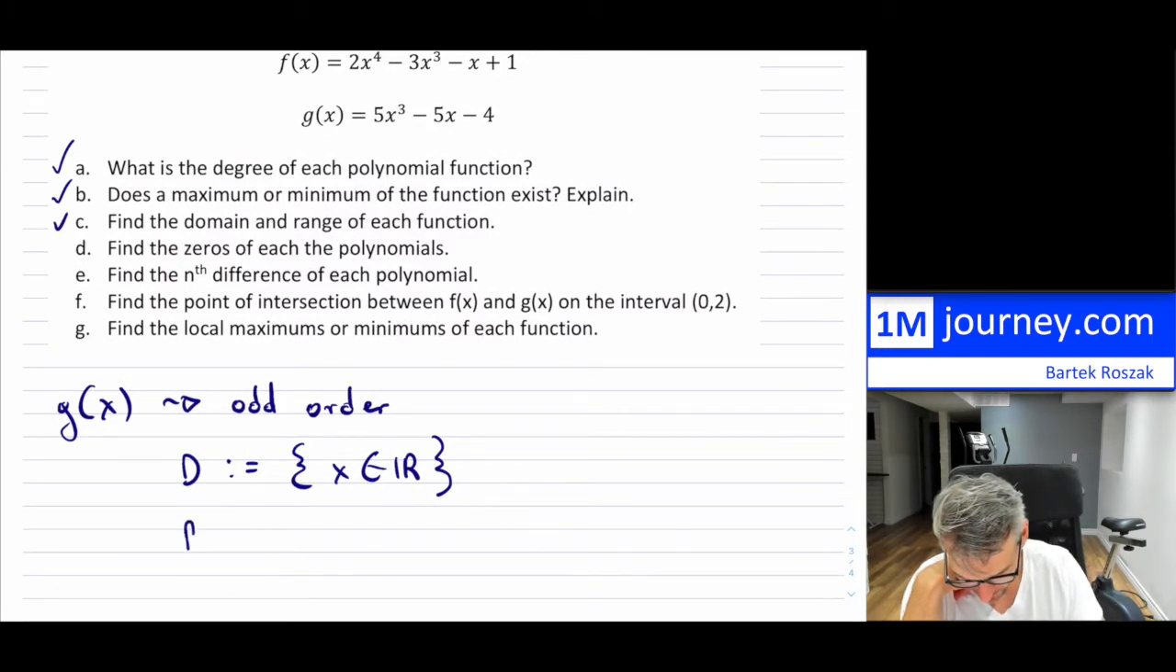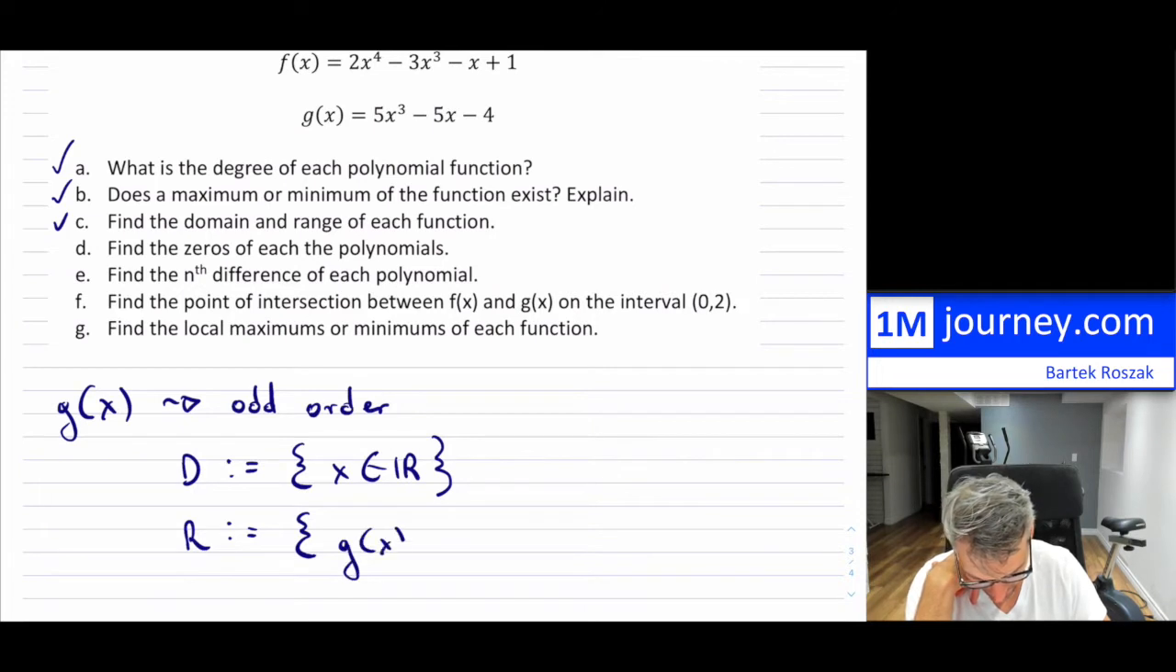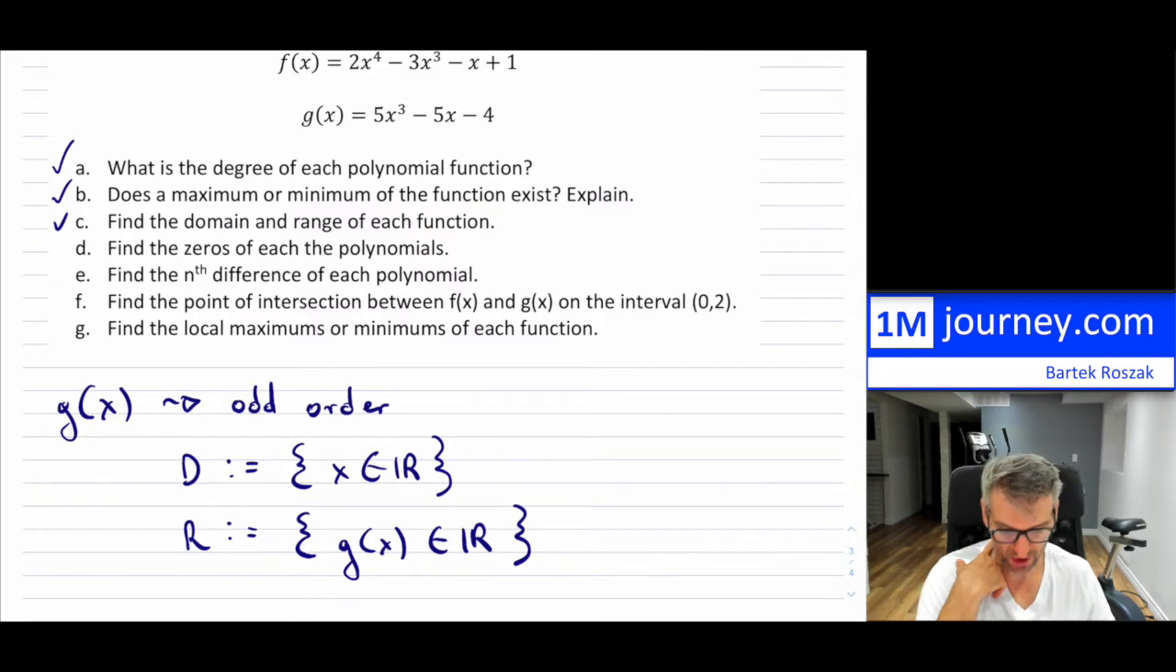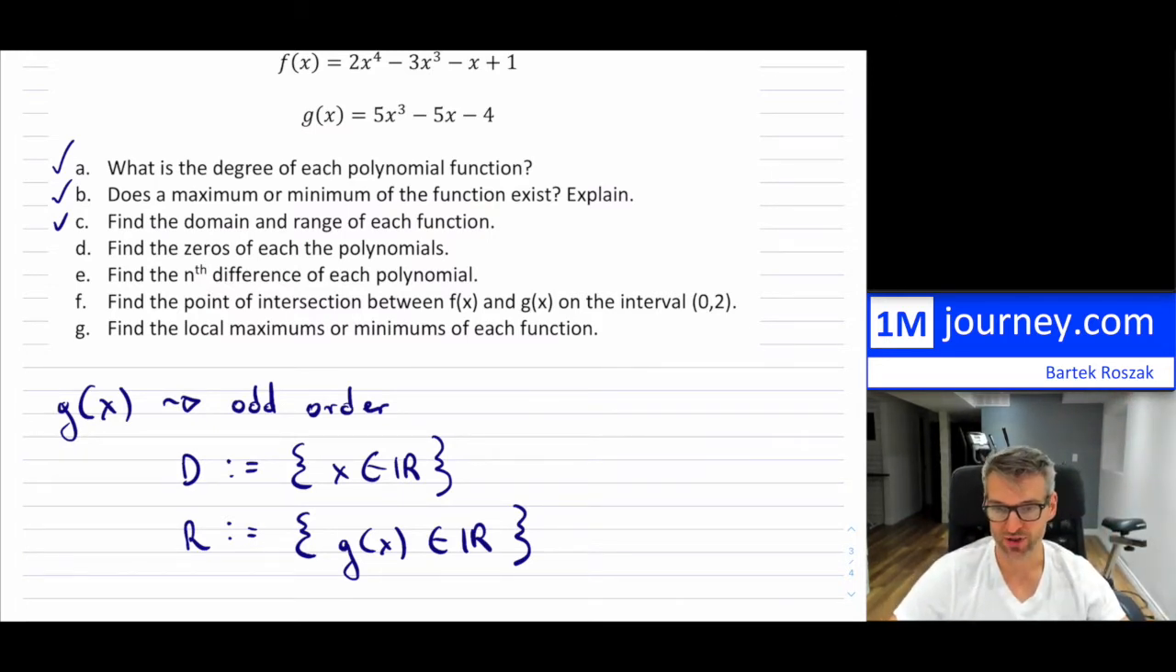And then for the range, okay, so the same thing. So the range for odd ones with no restrictions, we'll call it g of x here, is also going to be the entire thing. Because at some point it's going to take on every value on that g of x, which is going to be your output. So that one is easy.